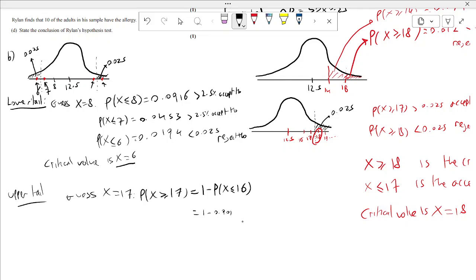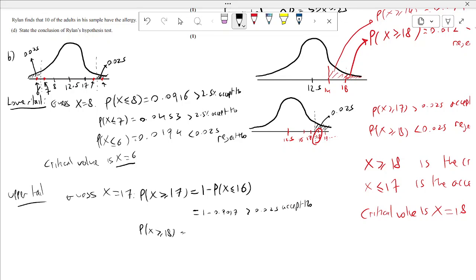0.9017. So I would type this in my calculator, it's like 8 or 9%. That's going to be more than my 2.5%. Okay, so this probability is too big. 17 is somewhere over here. Okay, this is still an acceptance. So let's try 18. Let's try 19.